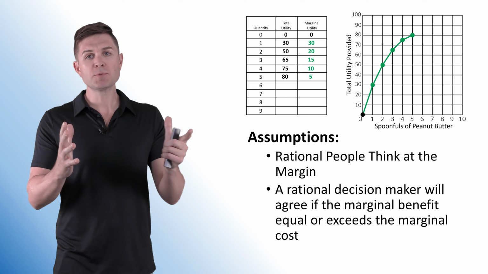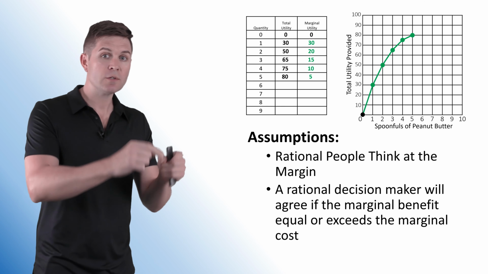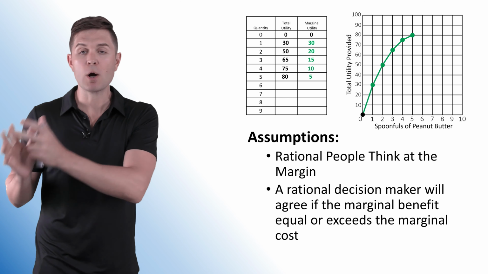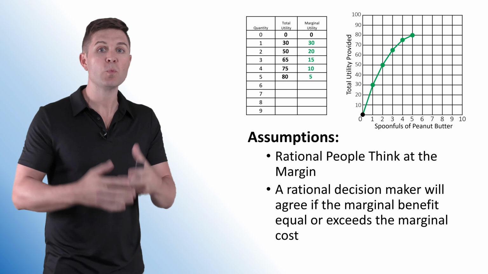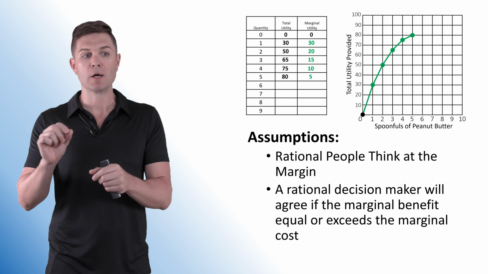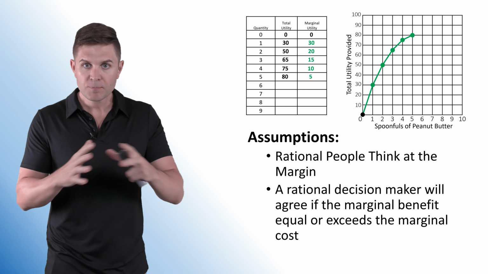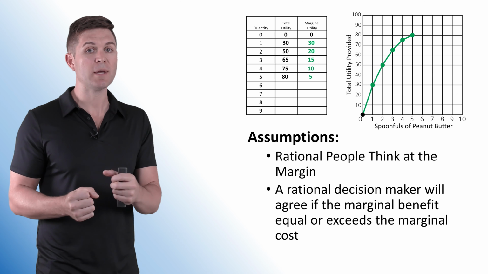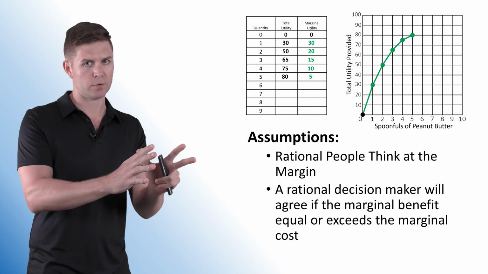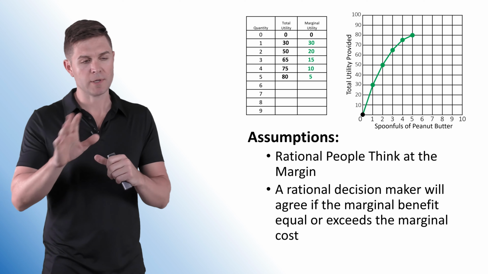Now, assumptions. Rational people make decisions at the margin. You're hitting your snooze button in the morning. You're buying until you think the marginal cost is going to outweigh the marginal benefit. We make decisions like that. A rational decision maker will agree if the marginal benefit equals or exceeds the marginal cost. So that optimizing individual is only going to make the decision if the marginal benefit outweighs or equals the marginal cost. I'll show you the equation on the next slide.